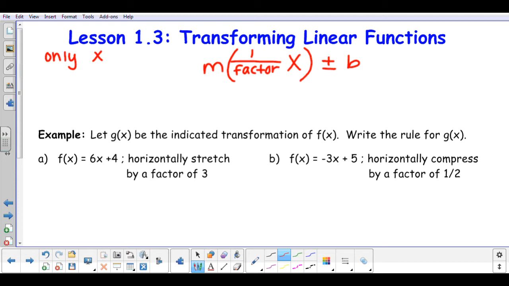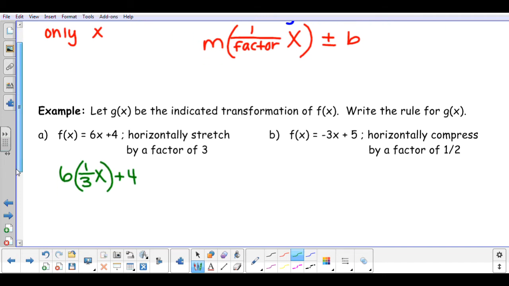So in A, I have 6x plus 4, and I want to horizontally stretch by a factor of 3. So my slope will go in front, so my 6 will come first, and then I'll put 1 over my factor of 3 for my stretch. The x variable will go behind, so that will complete my parentheses, and then it was a plus 4, so I'll add that remaining 4. So now that horizontal stretch creates a fraction of 1 over 3.